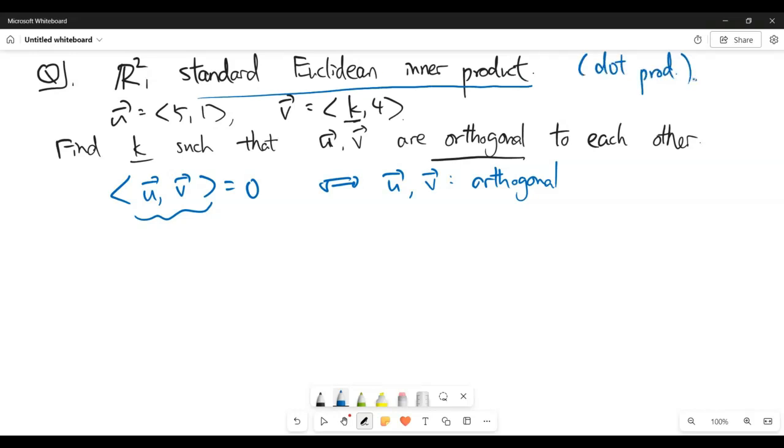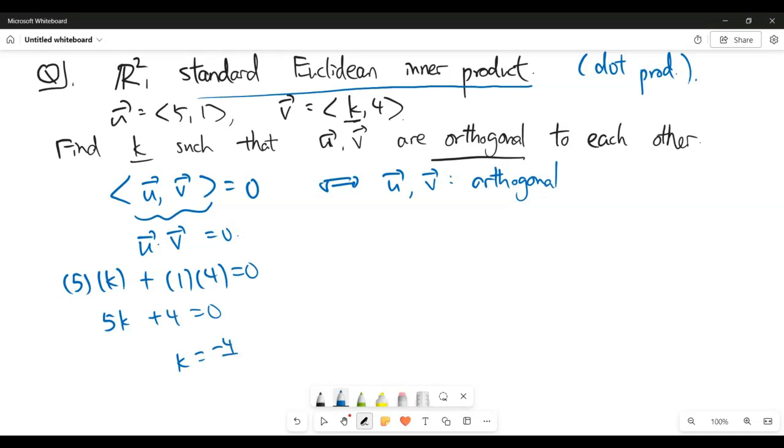So please compute U dot V now. U dot V equals 0, meaning 5 times k plus 1 times 4 is 0. I'm just doing it as the usual dot product. It means 5k plus 4 is 0, so k is equal to minus 4 over 5. All of these are equivalent. So when k is minus 4 over 5, U and V would be orthogonal vectors. And that's the end of this exercise, and that's also the end of the video.